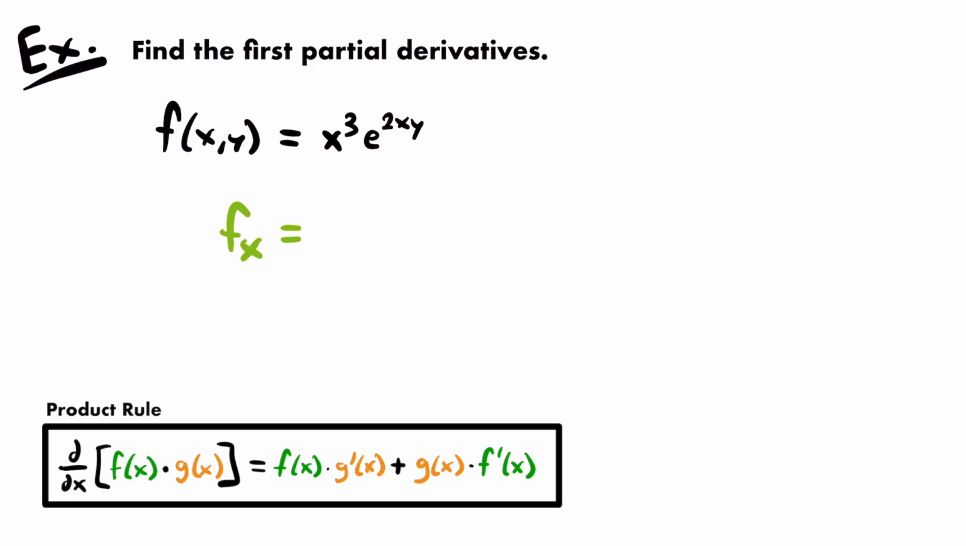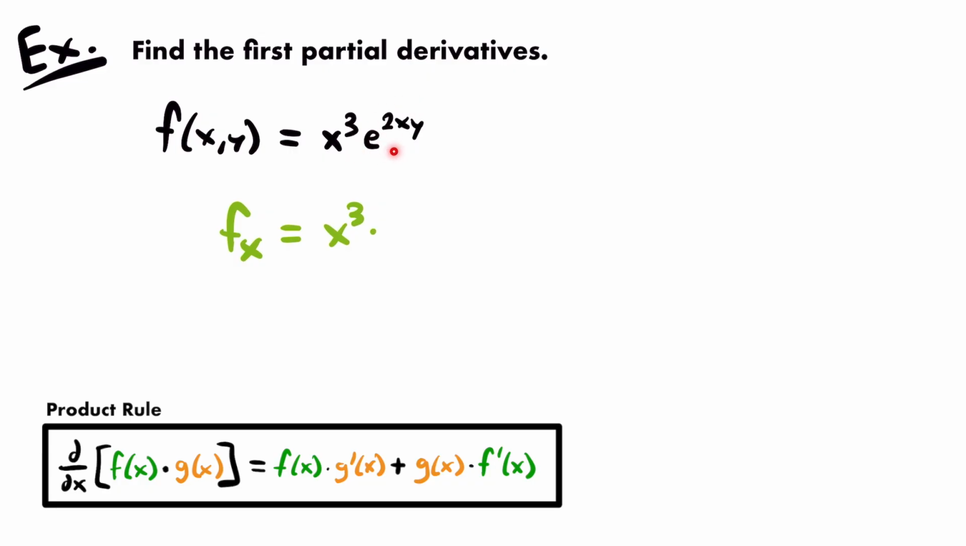But the way we do it is take the first function and multiply it by the derivative of the second, and then add that to the second times the derivative of the first. So let's go through that here. The first function, x³, will be multiplied by the derivative of the second, and this is a composite function, so we have to use the chain rule. The outside function is e, and the inside function is 2xy.